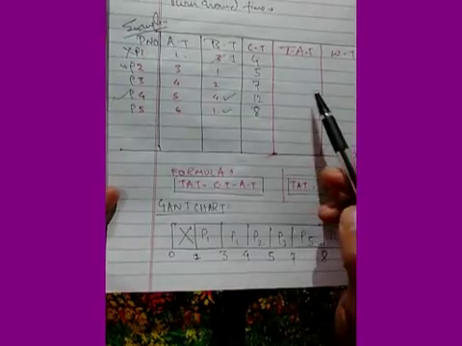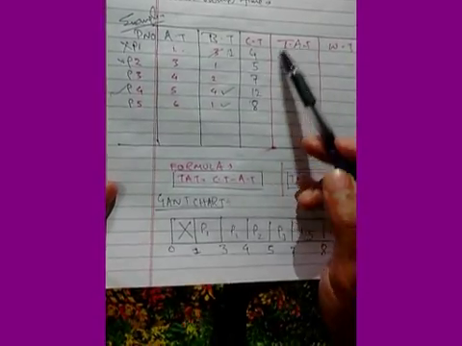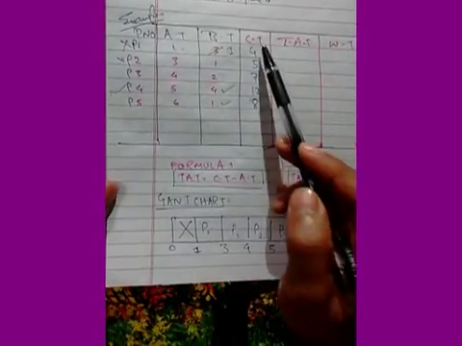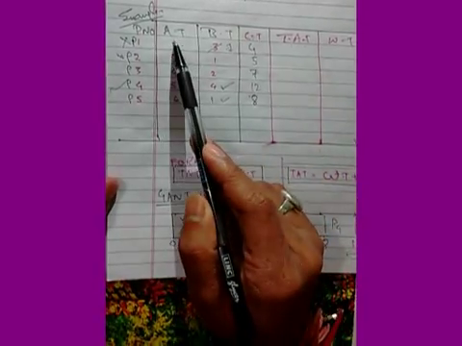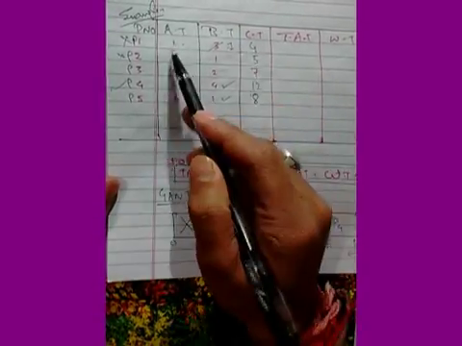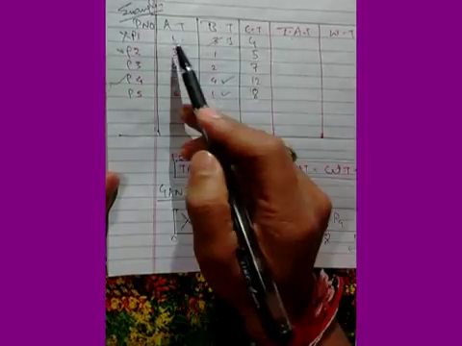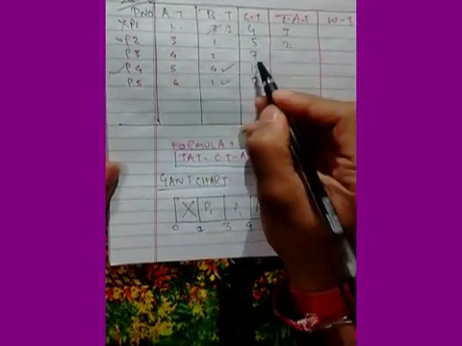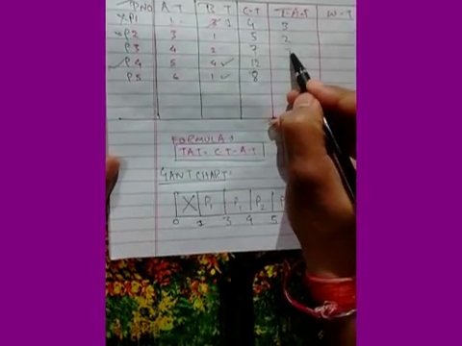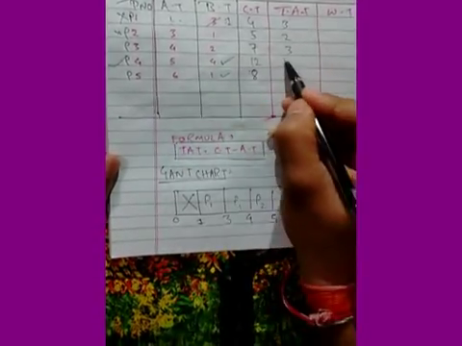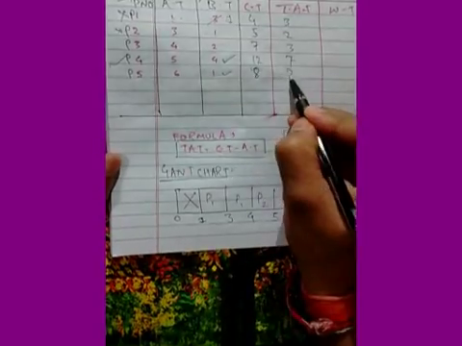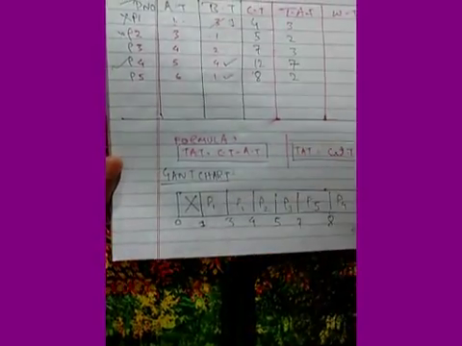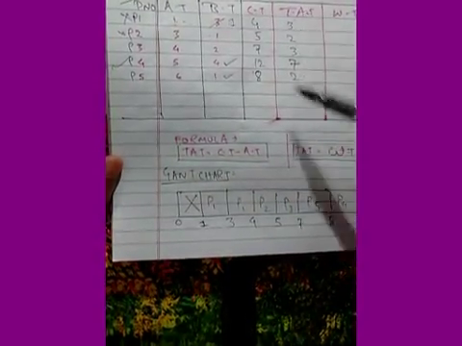Now, as I told you, with the formula we can find the turnaround time, and it is the subtraction of completion time and arrival time. So completion time minus arrival time: 4 minus 1 is 3 for process P1, 5 minus 3 is 2, 7 minus 4 is 3, 12 minus 5 is 7, 8 minus 6 is 2. In this way we have calculated the turnaround time.